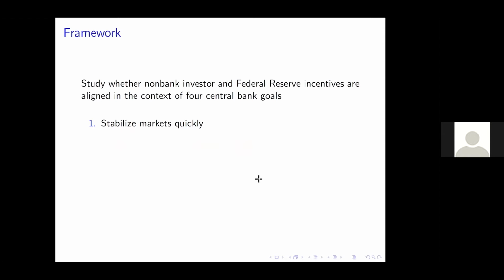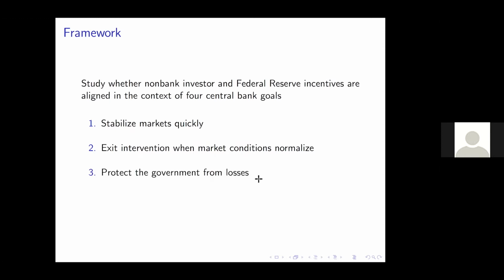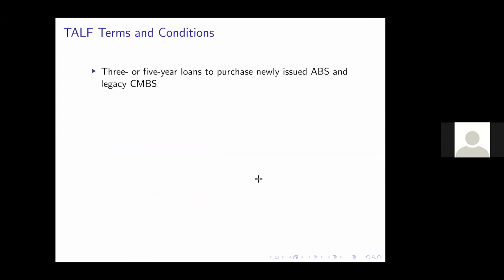When we think about how the incentives of the non-bank investors interact with the Federal Reserve goals, we first have to define what the goals are. So we settled on 4 goals for the program. The first is we want to stabilize markets quickly. We want to have an exit strategy once market conditions normalize. We need to protect the government from losses. So this goal is mandatory under the 13(3), right? You should not incur losses. And last, the liquidity provision by this program should go through to a broad range of securities.